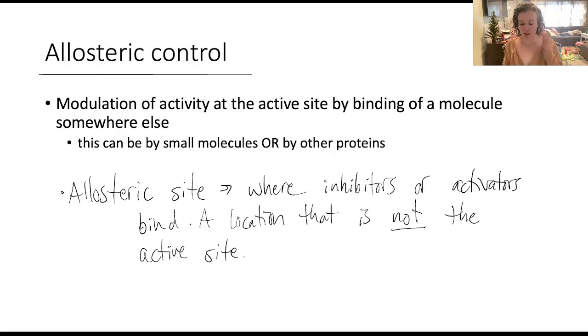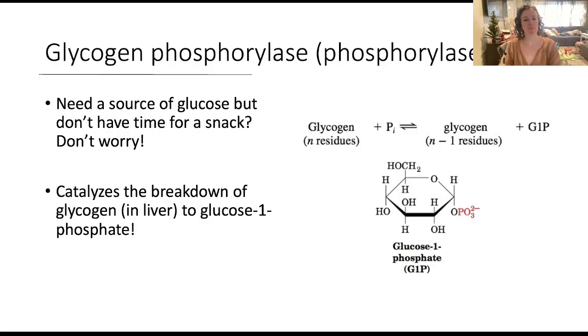So to understand this better, we'll talk through one specific example of allosteric control, and we will see this example pop up later this semester. To give us a case study, we're going to look at glycogen phosphorylase, also abbreviated as simply phosphorylase. This is an enzyme that takes the glycogen in our body and converts it to glucose, right?